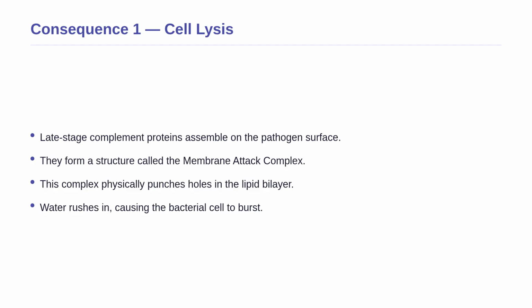Let us examine the first and most aggressive direct attack on the pathogen, cell lysis. During the cascade, late-stage complement proteins begin to assemble directly on the surface of the invading bacterium. They form a cylindrical structure known as the membrane attack complex. Think of this complex as a microscopic drill. It physically punches holes right through the pathogen's protective outer lipid bilayer. Because the inside of the bacterium is highly concentrated, water rapidly rushes in through these pores, causing the bacterial cell to swell and violently burst.